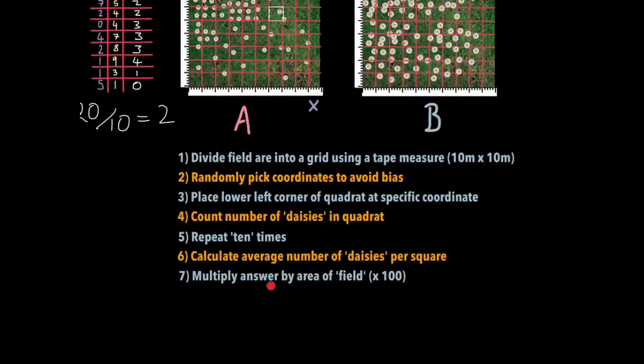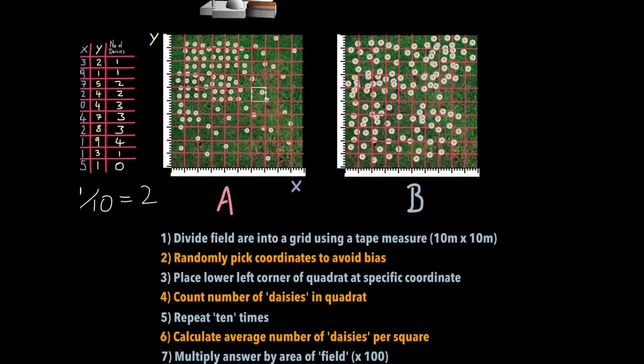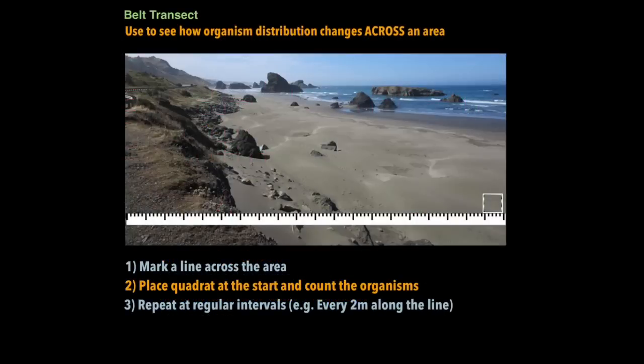And now I just multiply that answer by the area of the field. So I know that I've got 100 meter squares in this field, so I times 2 by 100. That gives me an estimate of 200 daisies in field A. I then repeat that with field B and compare the numbers. If field A had significantly lower numbers, but the environmental conditions were very similar, except for the fact that one's near a nuclear power plant, then I can assume that this power plant is having a negative impact on the daisy population.